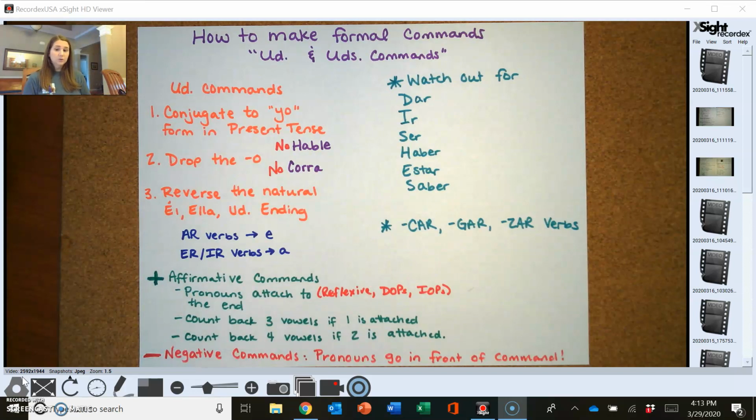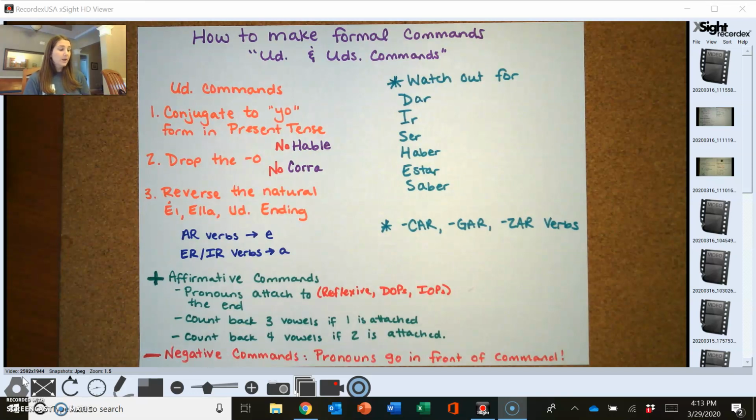Now, alternately, if you're dealing at the very bottom here with a negative command, all of your pronouns are always going to go in front of the command. Okay, so remember, if you're in a negative relationship, you break apart. Okay? And then you put yourself first. Your pronoun is going to go at the front of that sentence, okay?